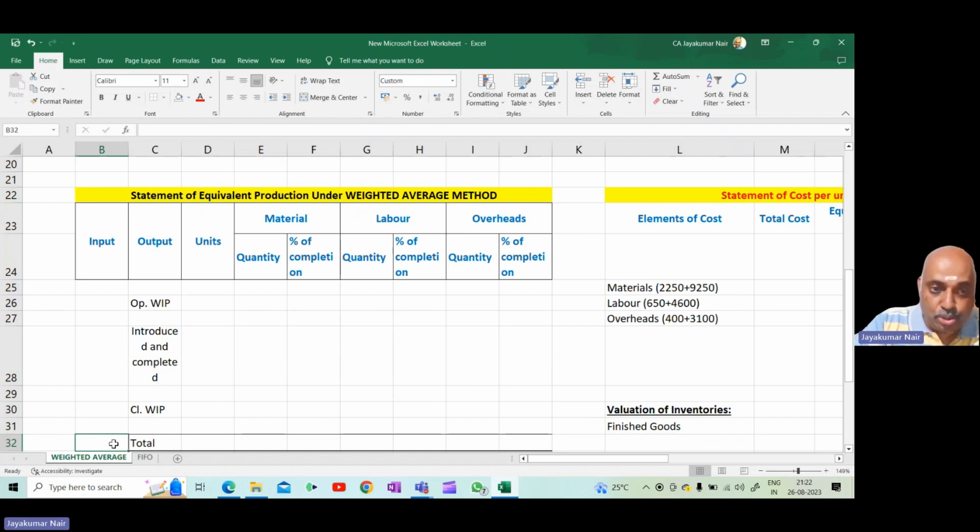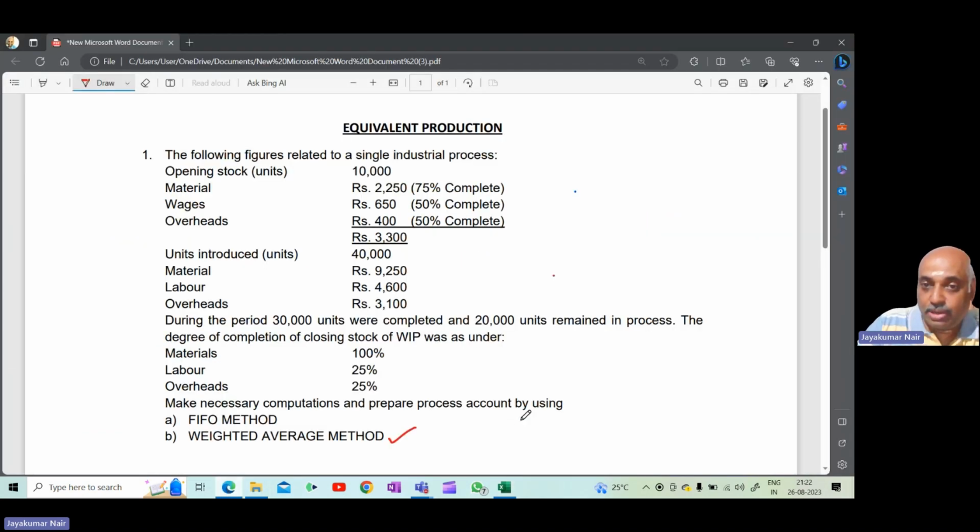Input, you know, the total input is 50. So you see opening work in progress. Please remember this is weighted average. So what we do is you find out the total cost divided by the total number of units. That is weighted average. So you would have learned it in costing in your lower class: first in, first out method, last in, first out method, simple average, and weighted average. So for weighted average, you take the total cost divided by the total number of units.